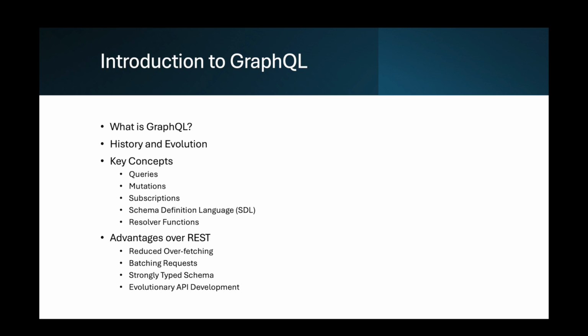First thing is it reduces overfetching. Clients can specify exactly what data they need, eliminating the problem of overfetching data. Next is batching requests, where clients can send a single query to fetch data from multiple endpoints, reducing the number of HTTP requests. Next is its strongly typed schema. GraphQL APIs are defined by a strongly typed schema, providing clear documentation and enabling powerful developer tools. We also have evolutionary API development with GraphQL. You can evolve your API over time without breaking existing clients by adding new fields to types or deprecating old ones. So it helps quite a lot.